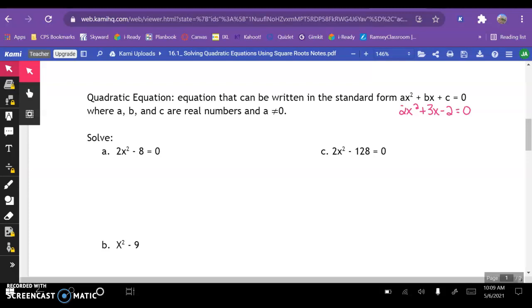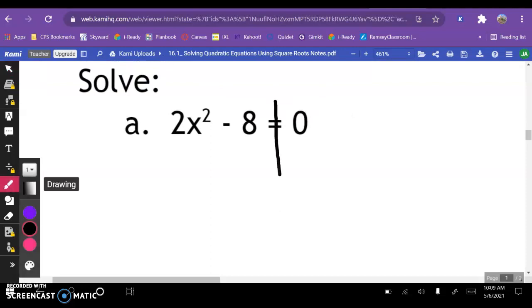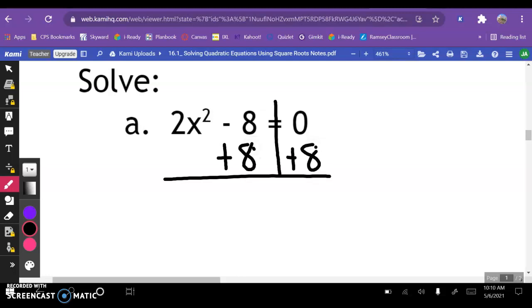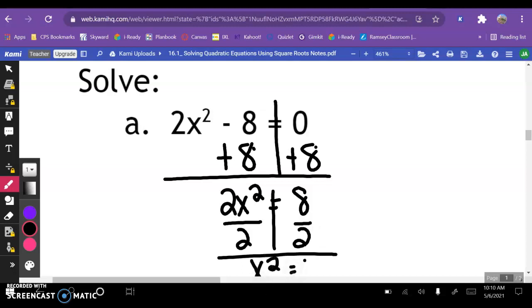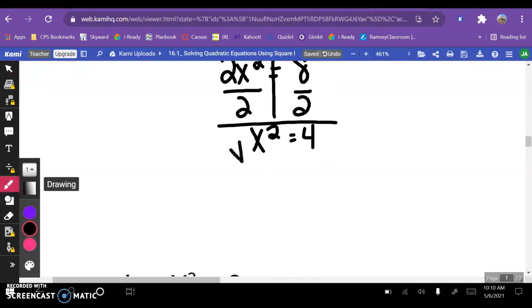So in order to solve these, our whole goal is to solve for x squared. For this equation, we're going to do the upside down t. We're going to add 8 to both sides. So this side's going to be 2x squared, and this side 0 plus 8 is 8. Then we're going to divide by 2. So x squared equals 4. And then our last step, to get rid of x squared, we take the square root. So x equals the square root of 4, which is 2, and it's positive and negative 2.